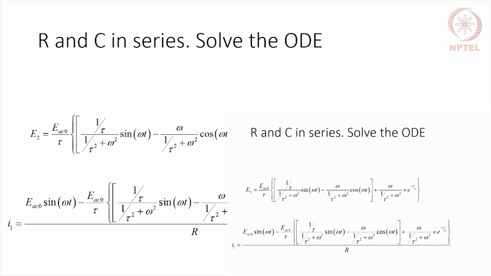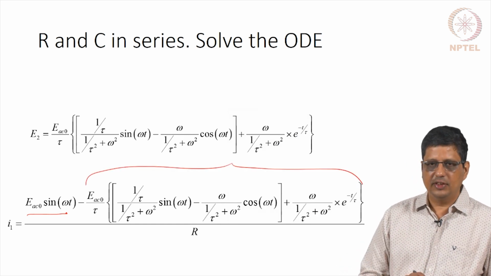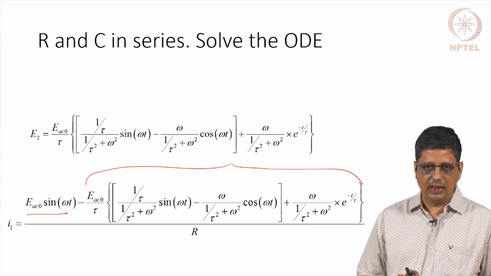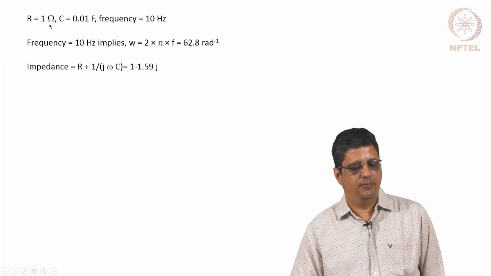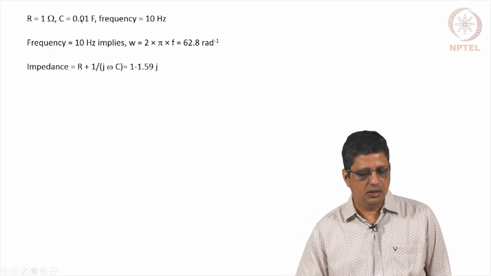So, again you get an expression saying E here is the potential applied, this is the potential across the capacitor, the difference tells the potential across the resistor, divide by the resistor value you will get the current. Now, I want to give you an example. Let us say the resistance is 1 ohm, capacitor is of 0.01 farad.